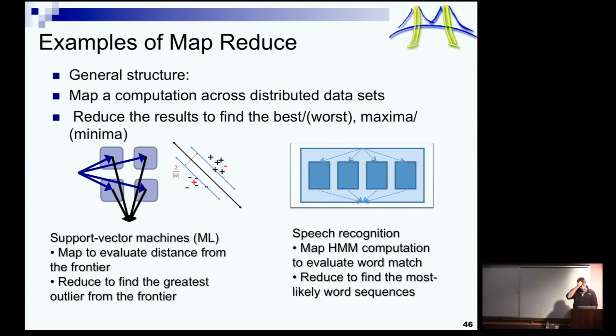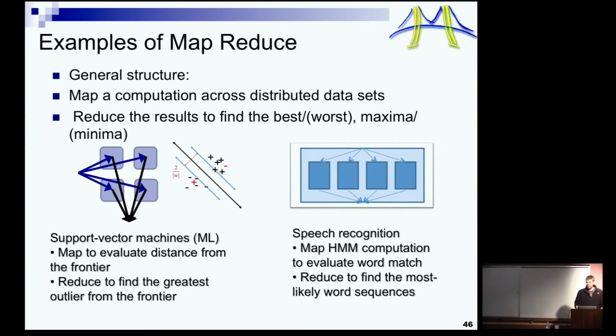So our example is, again, support vector machines, where you have this set of points, and you're trying to train this frontier. And the way that this algorithm works is that you have to find the distance of every point. You want to find extrema, so you find the distance of every point from the frontier. That's the function you're mapping. And you reduce to find the greatest, so your reduction is a max. And in the example I'll do later as well, in speech recognition, you're mapping computation over active states to do hidden Markov model inference.